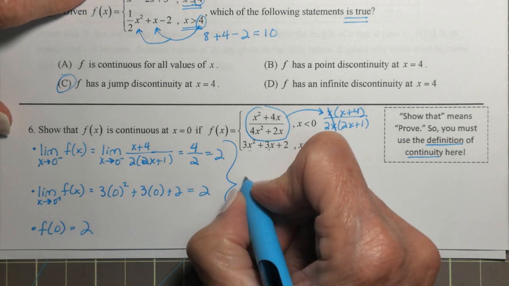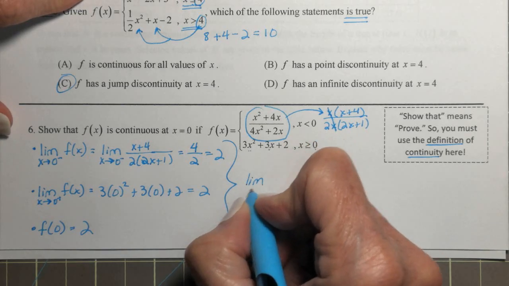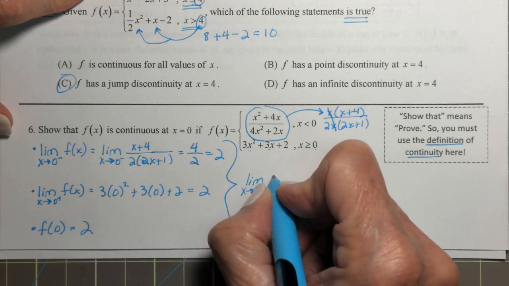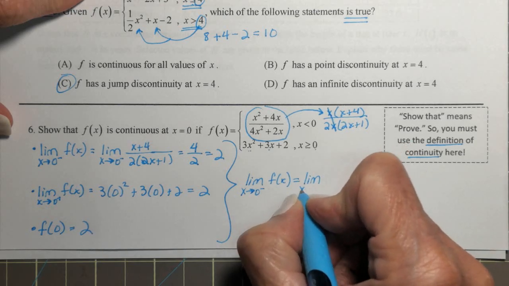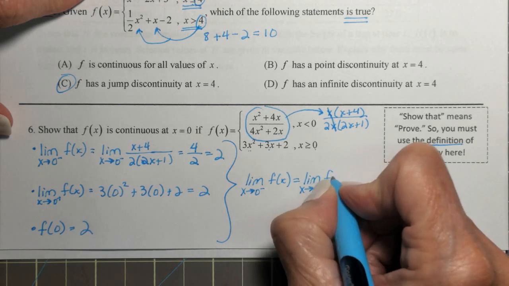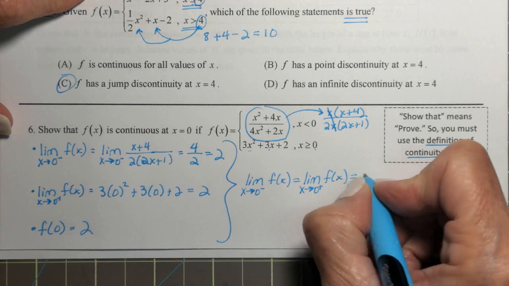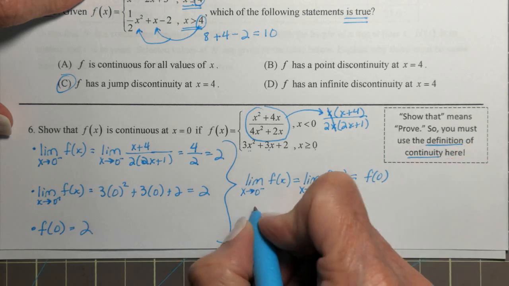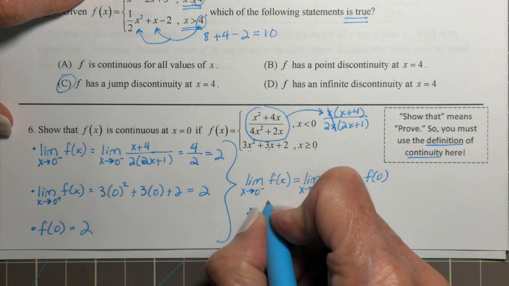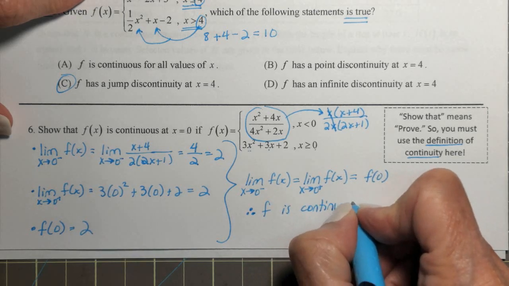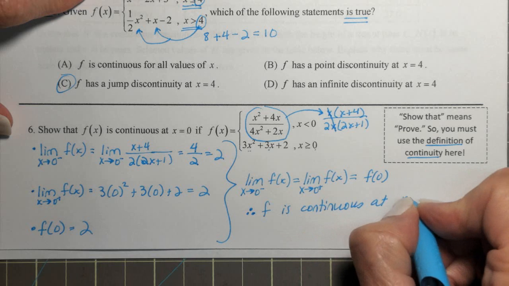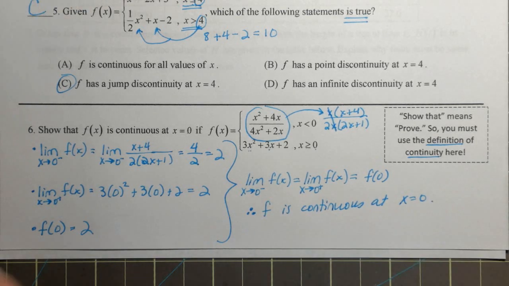Okay, so now I can write the limit as x approaches 0 from the left of f of x is equal to the limit as x approaches 0 from the right of f of x, and that they are both equal to f of 0. Therefore, f is continuous at x equals 0.